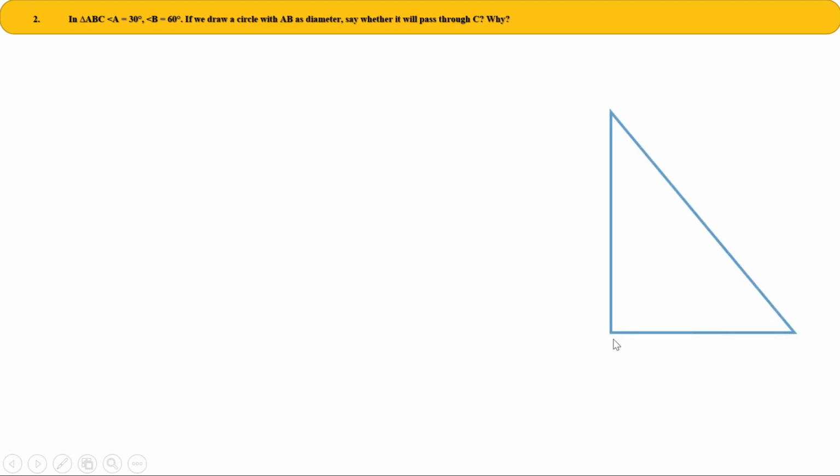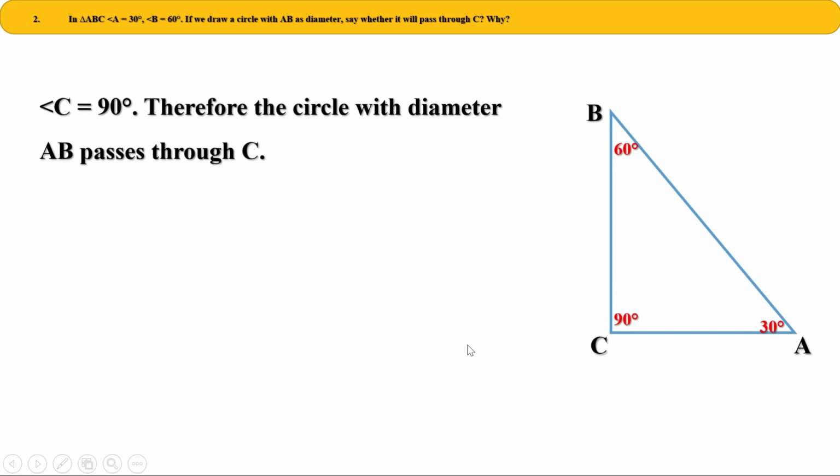Now let us draw a rough figure. Angle C is 90 degree. So this angle is 90 degree, or this angle is C. Now look at the figure. Suppose we draw a circle with AB as diameter. Will it pass through C? Definitely, because it is a right angle. Therefore, the circle with a diameter AB passes through the point C. Now let us do the remaining problems of page 43.